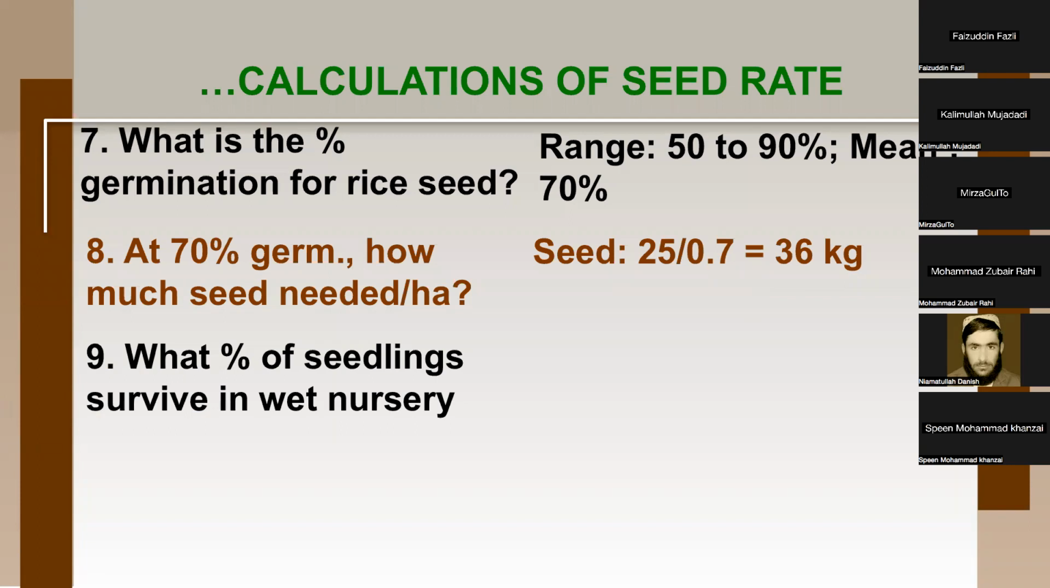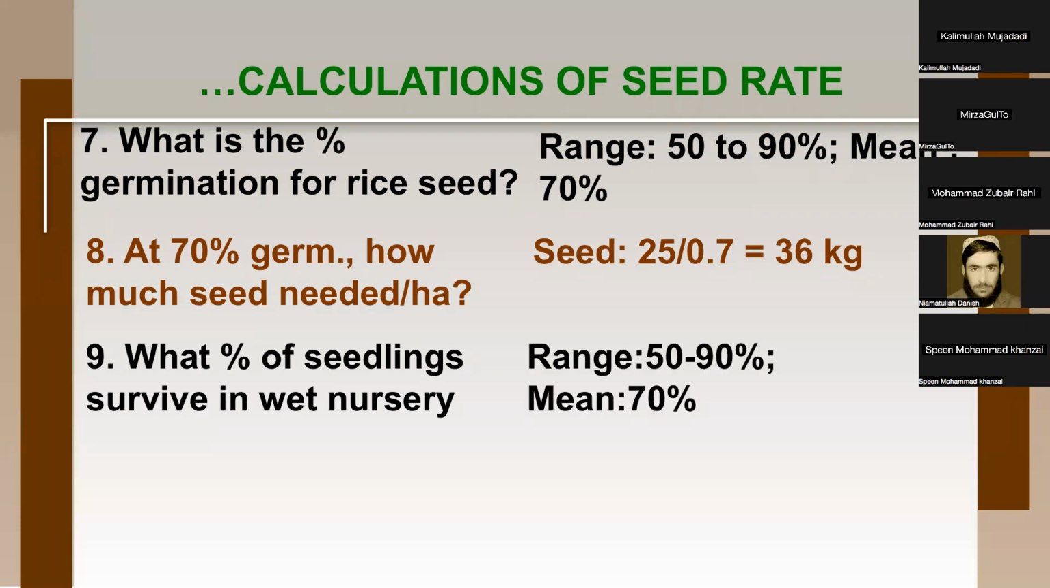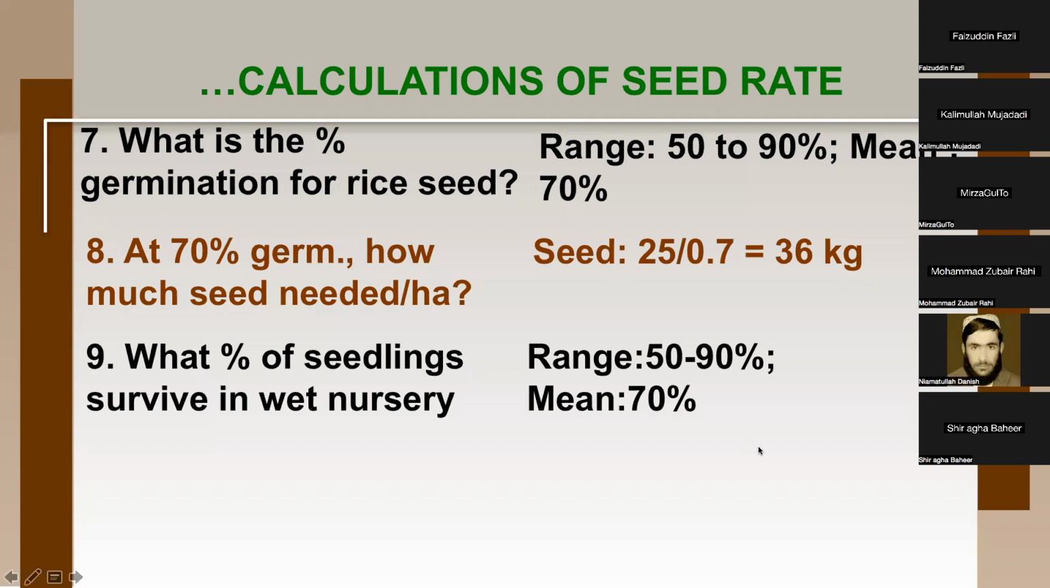Now, not all the germinated seed will survive. So there may be death of the seedlings as I was talking to you. So what percentage of seedlings survive in wet nursery? Normally the survival rate is 50 to 90%. And taking the example that your seedling survival will be 70%. Just assume that your seedling survival is 70%. Then you need to adjust again for this 70% in this 25 kg.